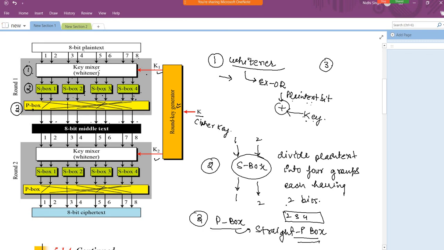So for the key mixture whitener, we have to perform only the XOR operation. This XOR operation will take the bits from the 8-bit plain text and XOR with the key value. For this, it is a mandatory condition that the number of plain text bits and the number of bits in the key should be same. Otherwise, the XOR operation will not be performed.